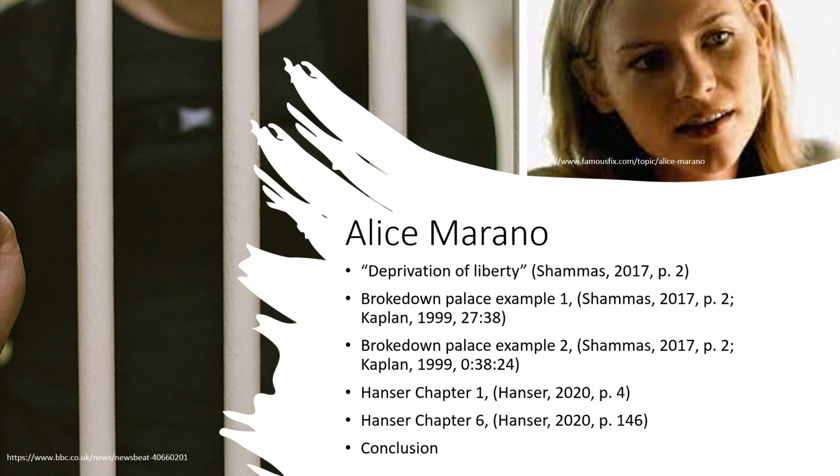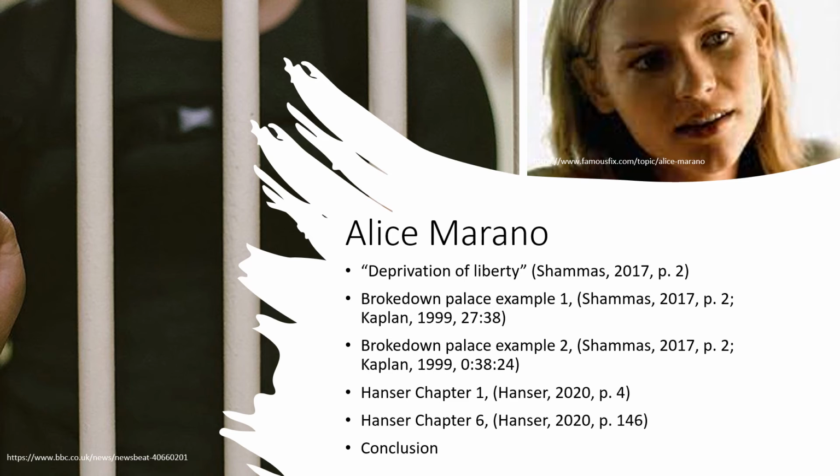The fourth character I will be looking at is Alice Marano. The pain of imprisonment, Sharma 2017 article, the pain of imprisonment that best applies to her is deprivation of liberty, found on Sharma 2017, page 2. This essentially tells how the fundamental premise behind prisons is to remove or to restrict liberty.